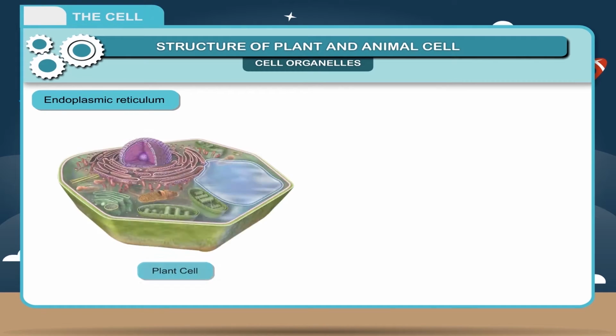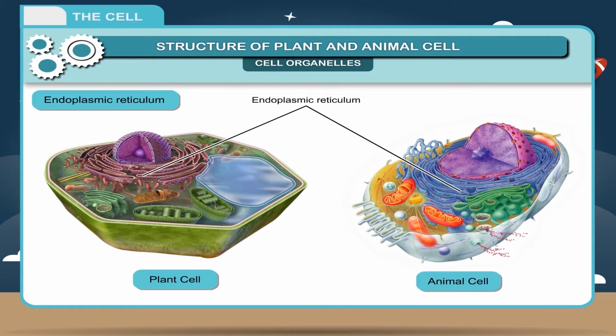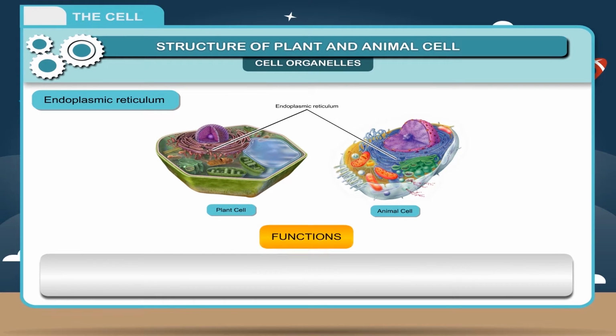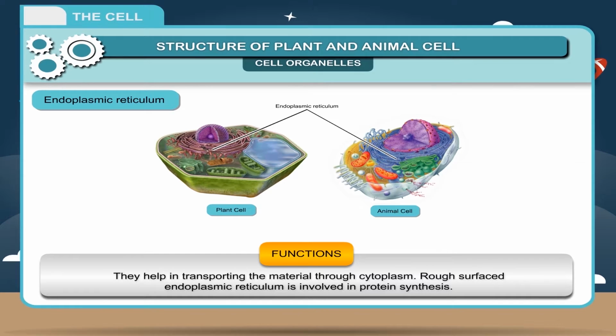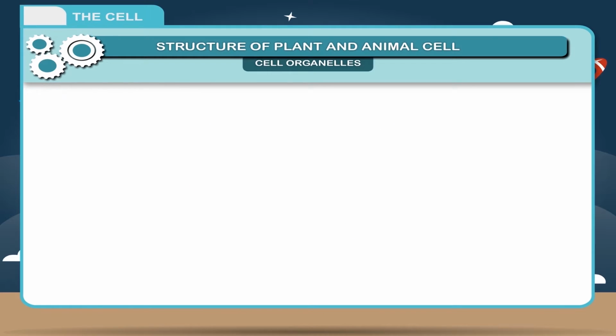Endoplasmic reticulum. These are interconnected hollow canals found between the nucleus and cell wall. The walls of the endoplasmic reticulum may be smooth or rough. Functions. They help in transporting material through the cytoplasm. Rough-surfaced endoplasmic reticulum is involved in protein synthesis.